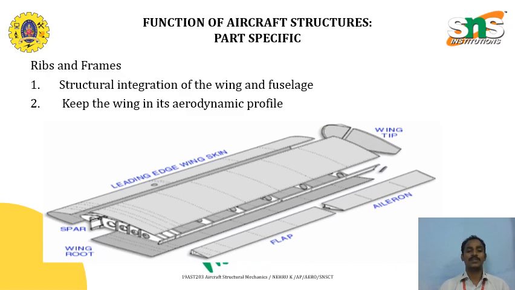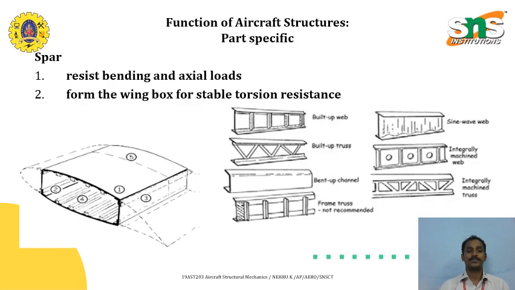Now we are going to the function of aircraft structure in specific parts. One is ribs and frames, where the structural integration of the wing and fuselage is involved, keeping the wing in its aerodynamic profile without collapsing or changing the shape of the structure. Now we go to another part, the spar, which resists bending and axial load from the wing box for stable torsion resistance. So this spar will resist the torsion load and the bending as well as axial loads.